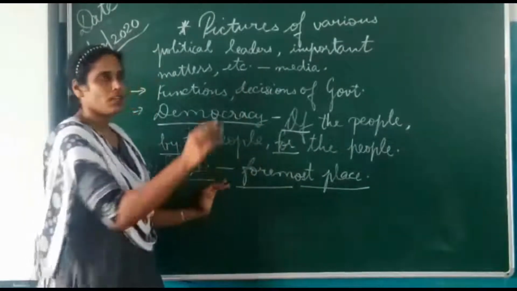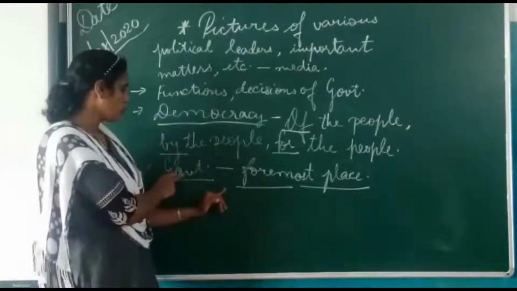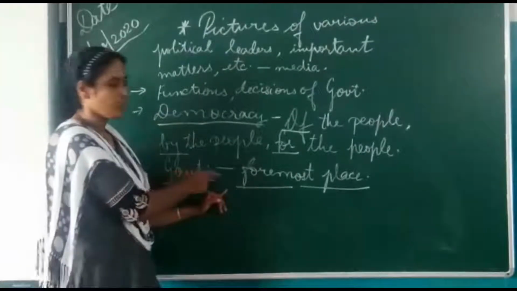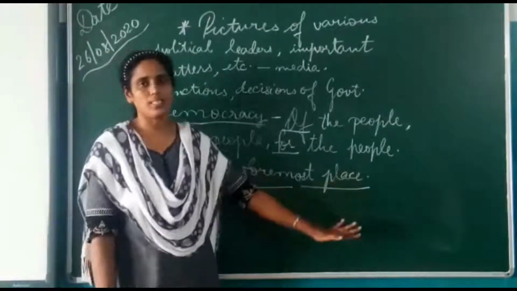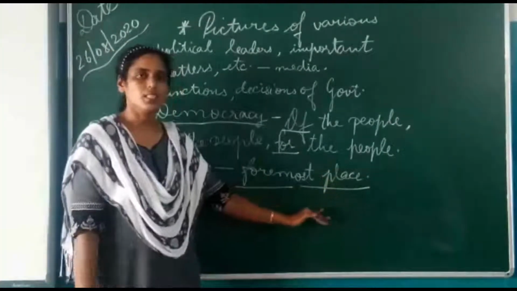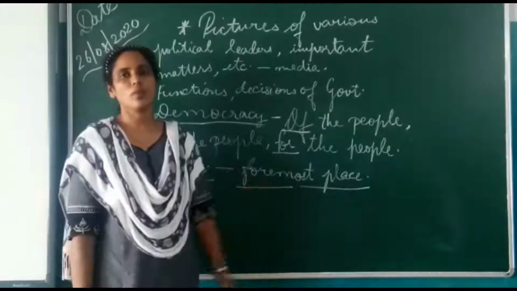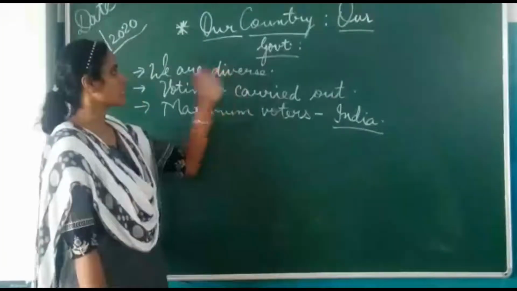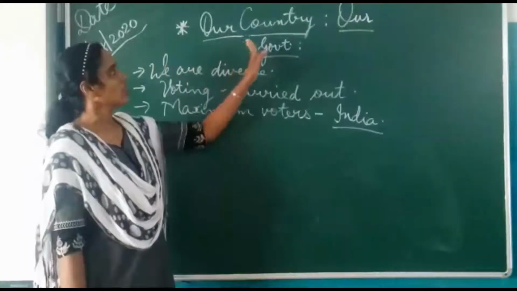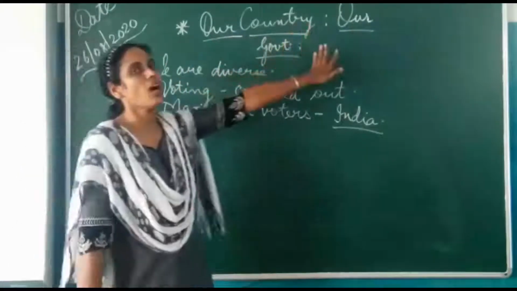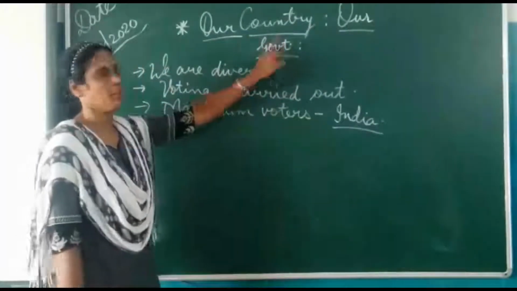And the government. Now students, in this chapter, we will be using the short form for government like this, GOVT. Government holds the foremost place, that is the topmost place in any democracy. Government is at the center point of any democracy. Now as we saw, our country has a democratic system of government. So now we will see the topic, our country, our government. As I told you, this is the short form of government.